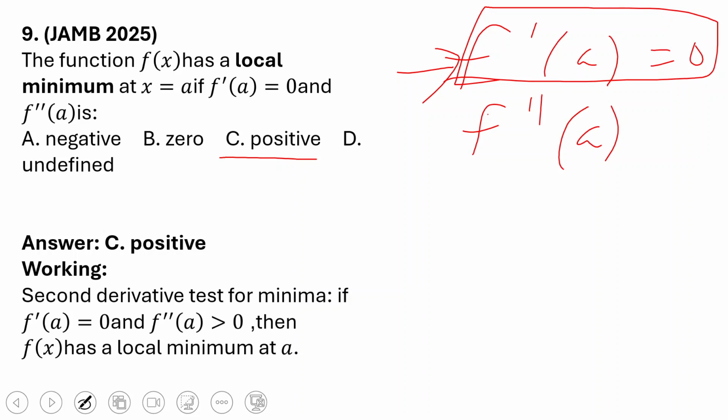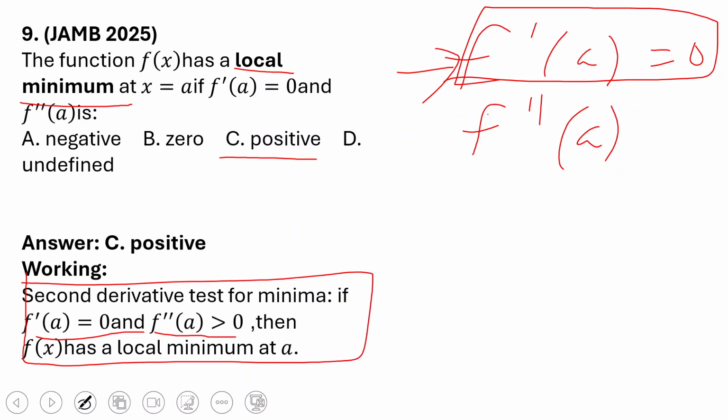This is where you have the second derivative test: if f prime of a is 0, and f double prime of a is greater than 0, then the function f of x has a local minimum at a. So the local minimum at a is this condition to be met.